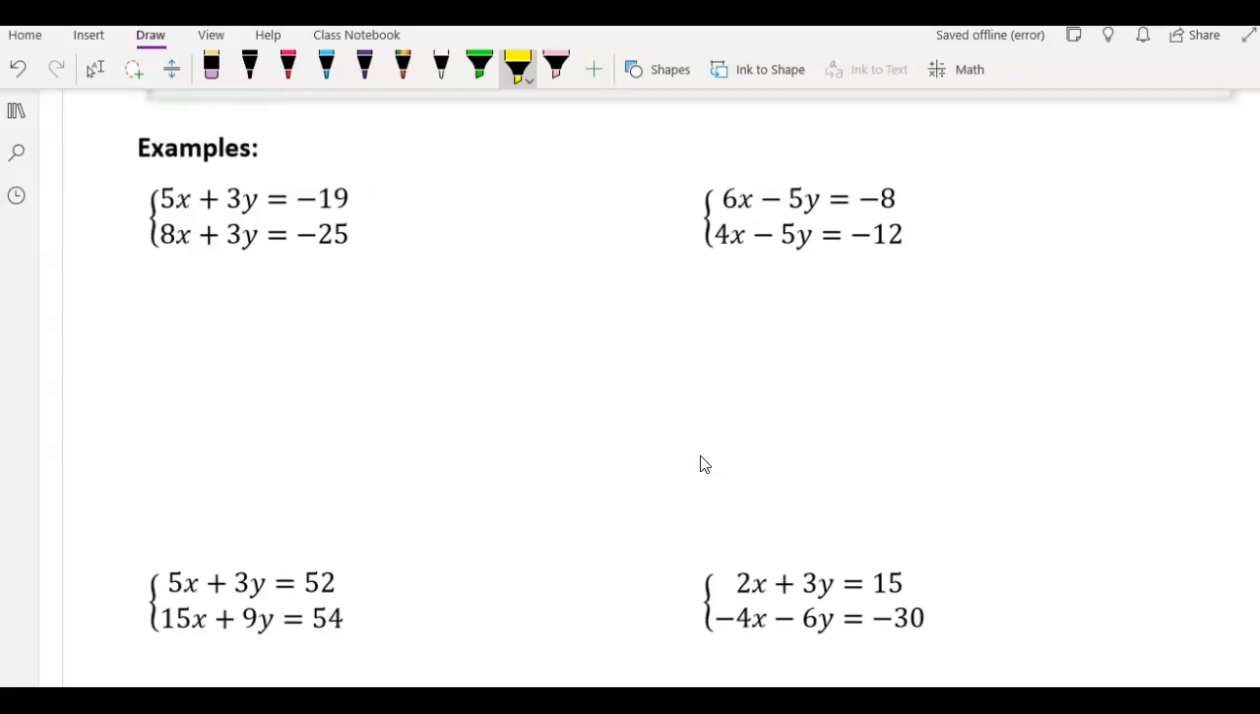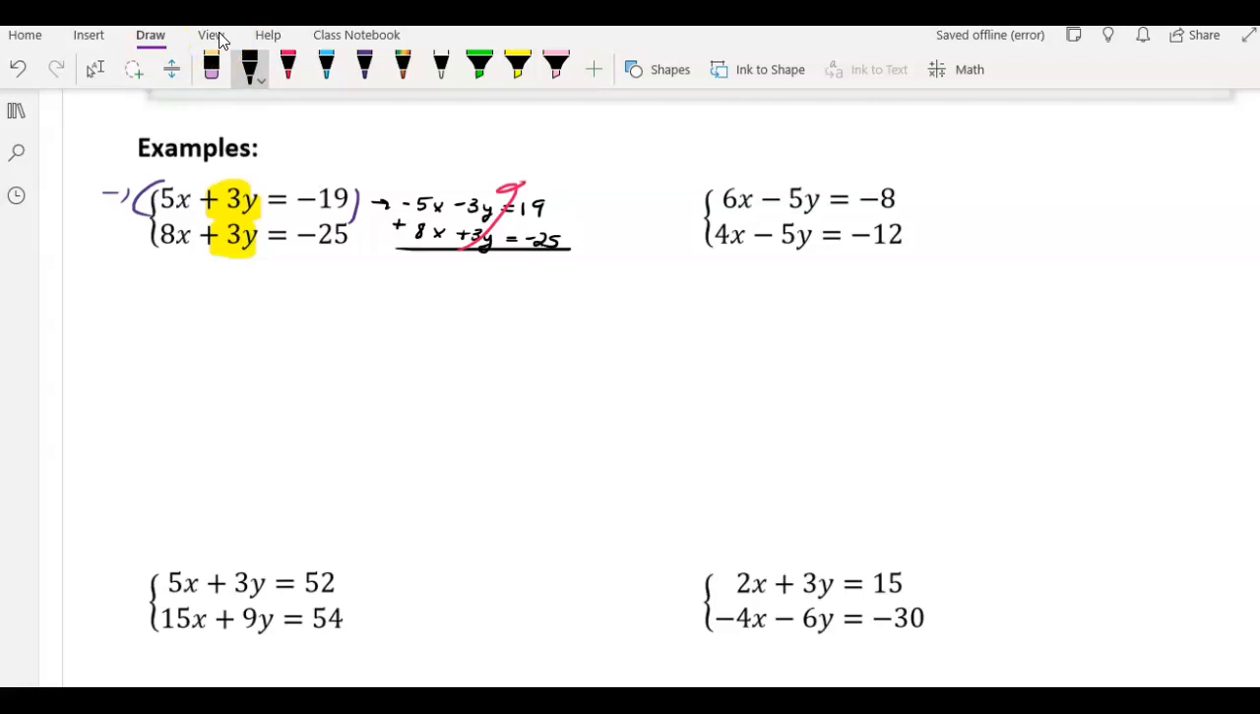You either want to be looking for variables that are already opposite or can easily become opposite if I multiply by -1. So here we have a 3y and a 3y. If I were to multiply just one of these equations by -1, it would change every property of that equation. So this actually ends up becoming -5x minus 3y equals 19. Then we have 8x plus 3y equals -25. Now, because these are already opposite, we can end up canceling, and now we add straight across.